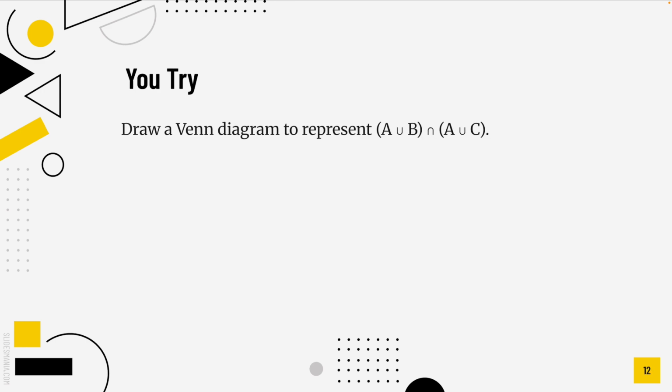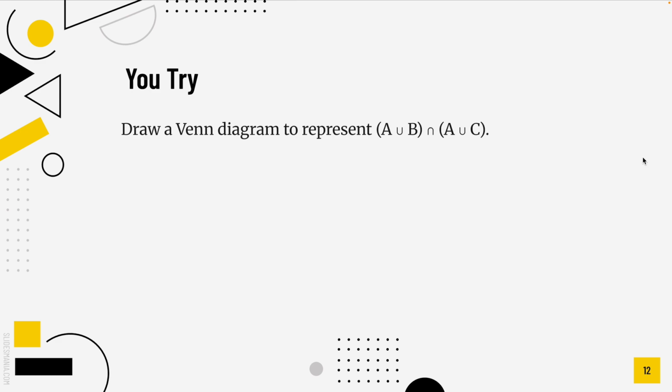Okay, so if I have an expression like this, we're going to draw a Venn diagram to represent this expression. You'll notice the brackets there. I'm going to look at where would I shade for A or B? Where would I shade for A or C? And then I'm going to look at where did I shade in both of them, because it's asking for A or B and A or C.